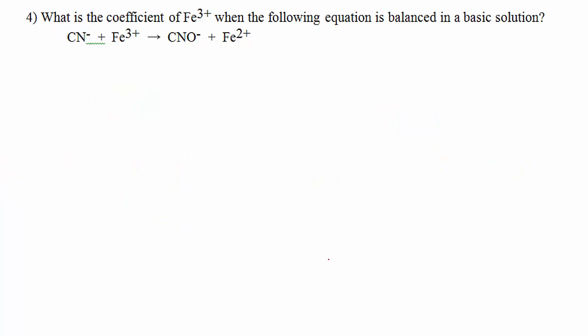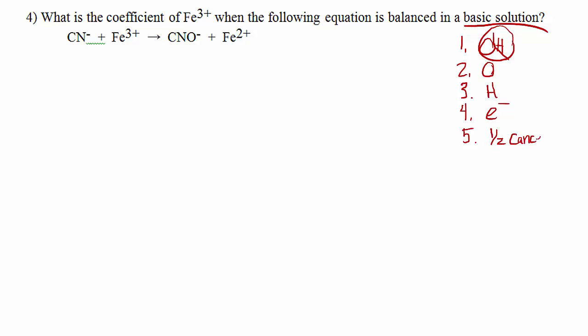4. What is the coefficient of Fe plus 3 when the following equations balance in a basic solution? All right, so basic solution follows a lot of the same steps, except there's one last step. So 1, balance anything that isn't oxygen or hydrogen. 2, balance the oxygens by adding water. 3, balance the hydrogens by adding H pluses. 4, balance the charge by adding electrons. Next step, do the half reactions to cancel out the electrons lost and electrons gained. And then what you do is you got to neutralize the H plus by adding OH minuses to make water.